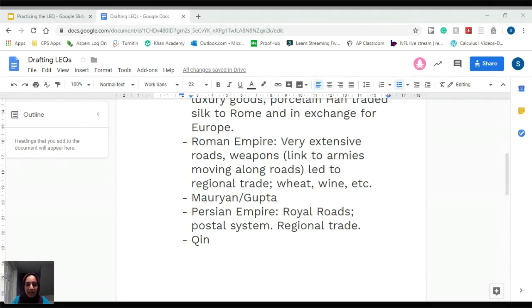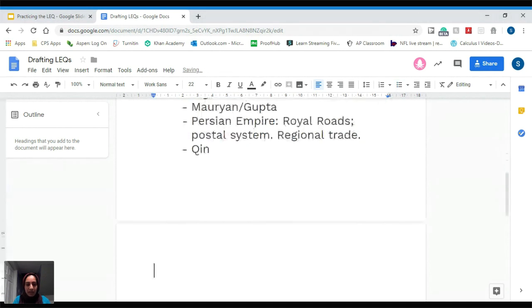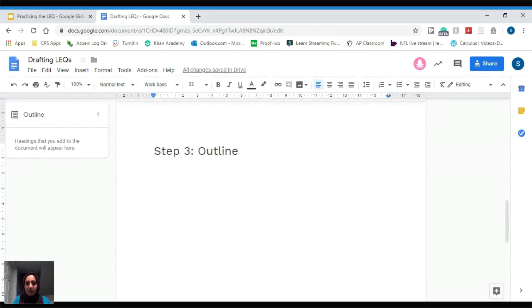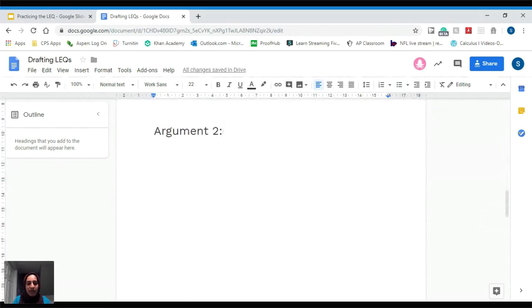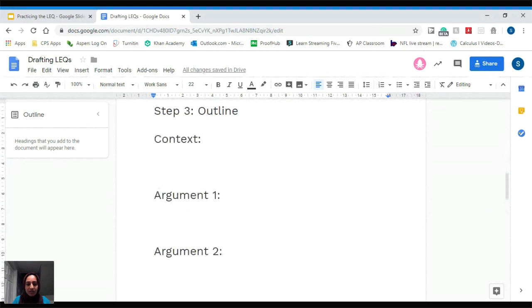So we have our evidence listed. Now we can go straight to the outlining. So let's see, step 3, outline. In my AP World class, this is how we do it. We'd have context, and then we'd have argument 1 and argument 2, or cause 1 and cause 2, depending on what your prompt is. And then we would just list our pieces of evidence under these. And that basically composes your whole essay.